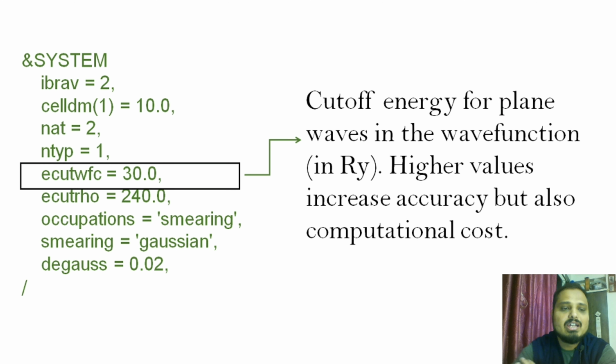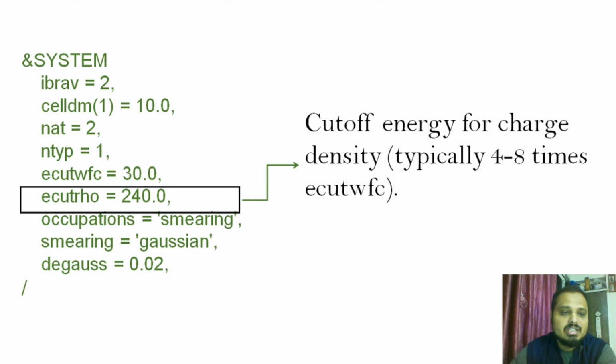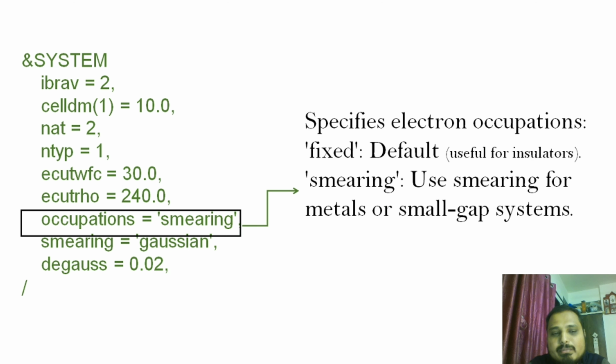Next we have ecutwfc. This parameter is the cutoff energy for the plane wave in Rydberg. Here it is 30 Rydberg. We have to specify this value by using the pseudopotential. In an upcoming video I will show you how to choose this ecut value. Next we have ecutrho. Ecutrho is the charge density cutoff. Basically this is 4 to 8 or 4 to 10 times the ecutwfc energy.